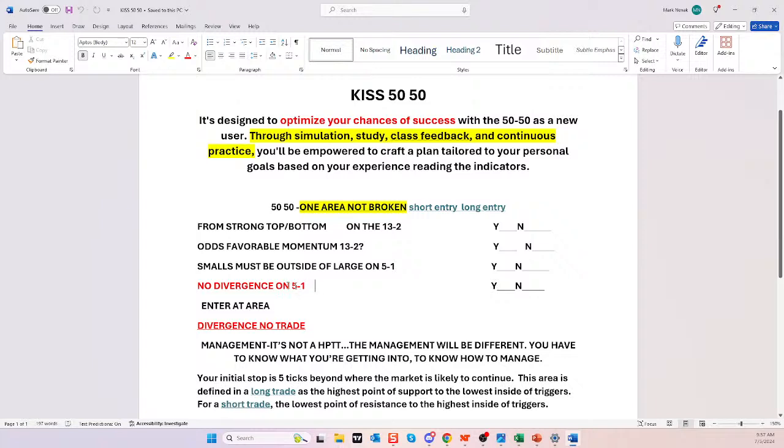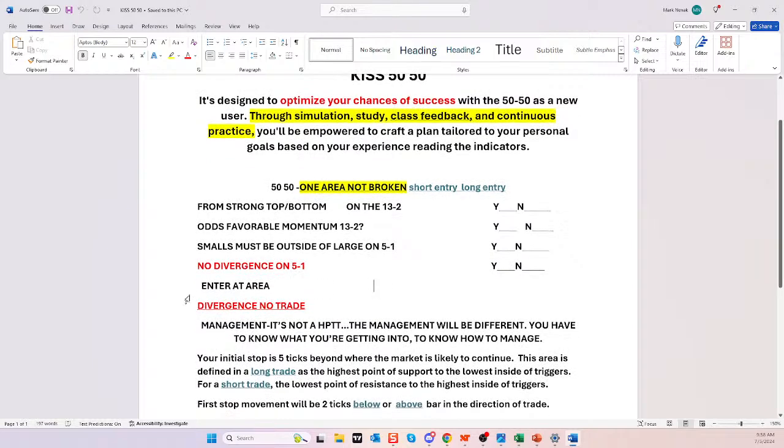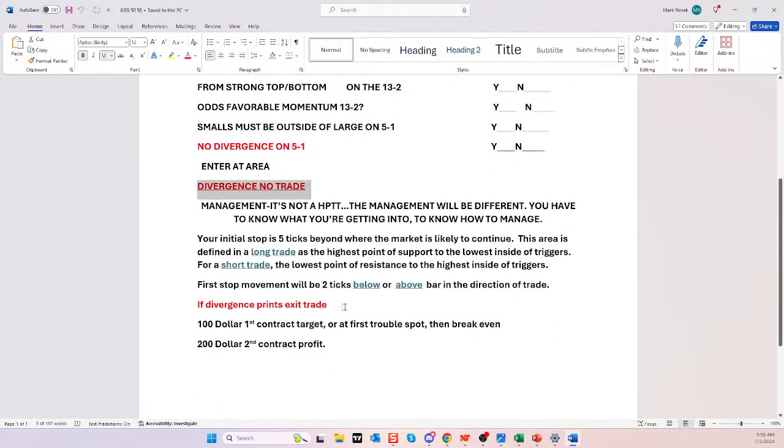Which means that no divergence on the 5-1. Can't have it. If you do, no trade. Divergence is the #1 killer of these 50-50 trades, guys. The most taken trade is the 50-50 trade. You're going to get in, and then it reminds you. If there's divergence, no trade. And if you scroll down to management, it reminds you. If divergence prints, exit the trade.